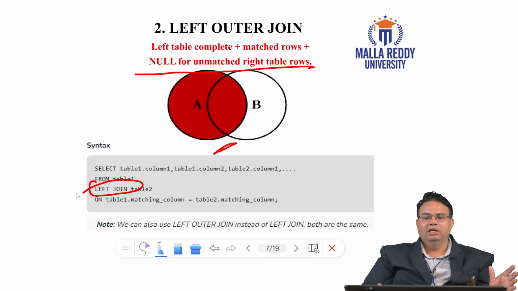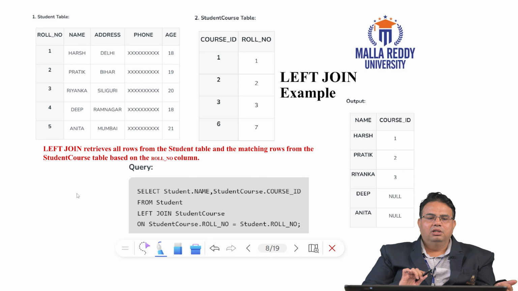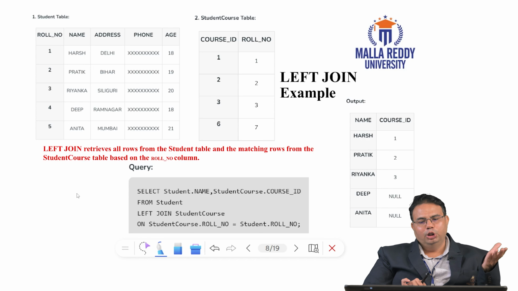Left is purely, as our topic is left outer join. The same example, you have the student table and the student course table. Using this left join, I'm going to retrieve all rows from the student table and the matching rows from the student course and student table, which is based on the roll number column. Roll number is nothing but the matching column.